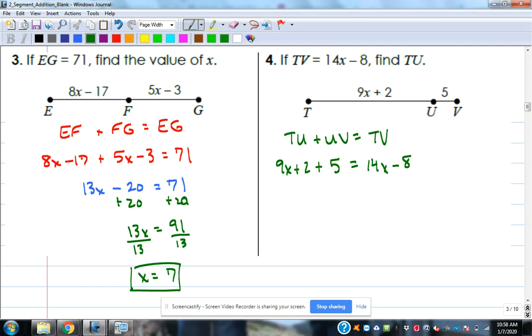And then we just solve that equation. Nothing too strenuous about that. That'd be 9x plus 7, and then work it out. So subtract 9x, add 8.